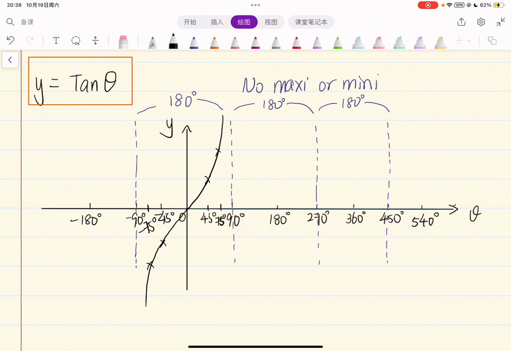As you can see, in the interval between minus 90 degrees and 90 degrees, on the right hand side, so between 0 and 90 degrees, the graph increases, and between minus 90 degrees and 0, it decreases.